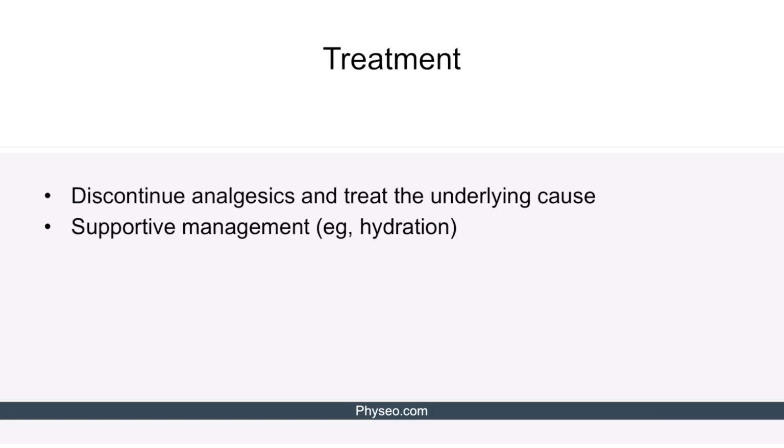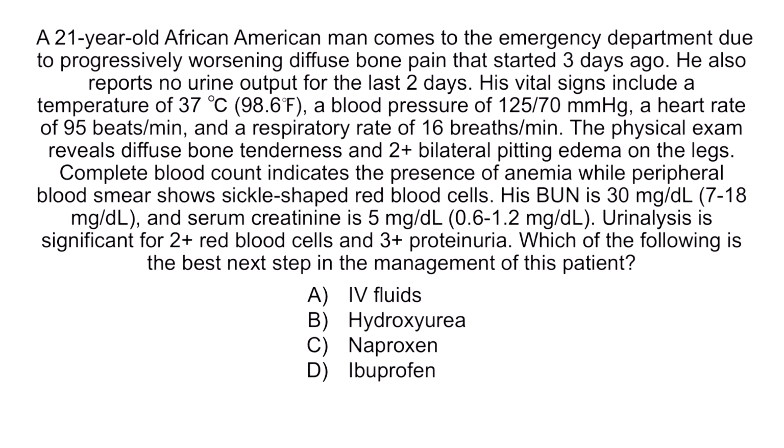Here's a slide reminding us of the treatment of renal papillary necrosis. Let's discuss why other options are incorrect. Option B, hydroxyurea, is incorrect because although it's used for chronic management of sickle cell disease, it will not treat the acute sickle cell crisis or renal papillary necrosis.